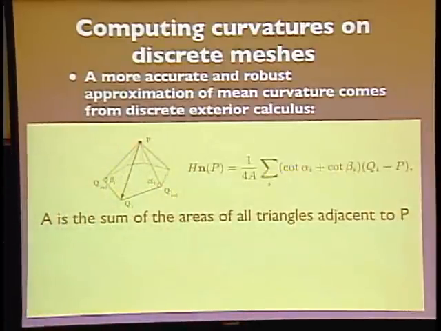And more importantly, in practice, when you apply all of these different algorithms to real meshes that really come off of scanners, this discrete exterior calculus approximation gives you the best, most robust approximation to what the mean curvature is.